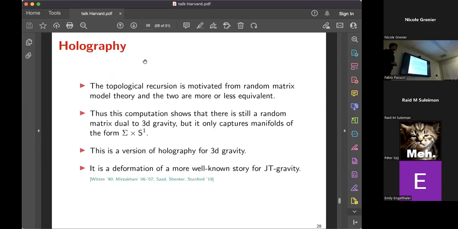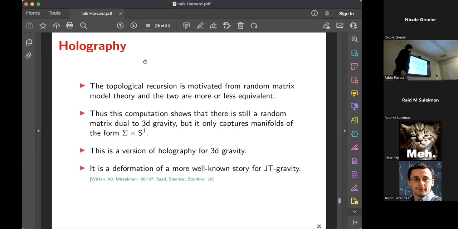So this topological recursion is essentially equivalent to random matrix models, and you can more or less go back and forth. And this computation essentially shows that there's still a random matrix model dual in some sense to this chiral version of 3D gravity, but it only captures the manifolds of the form Riemann surface times circle. So I think it is a version of holography for 3D gravity, but it's more like 2.5 dimensional gravity, because there's a Riemann surface, but then you fix the third dimension to be a circle. So it's not really 3-dimensional because you're not allowing the circle to do whatever it wants to do.